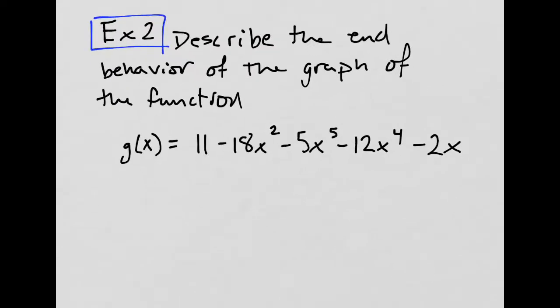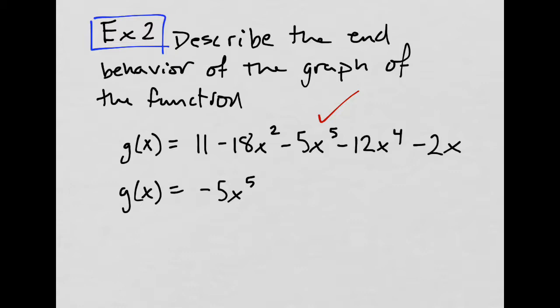Describe the end behavior of the graph of the function. Okay, and then we have g of x equals all this stuff. But wait a minute, this is not in standard form. I want to put it in standard form, with everything in order. Remember, standard form is where the highest exponent goes first, and that's the exponent of 5. So I'm going to rearrange these terms and keep the signs with them. The first thing should be negative 5x to the 5th, and I'll put a little check mark there.